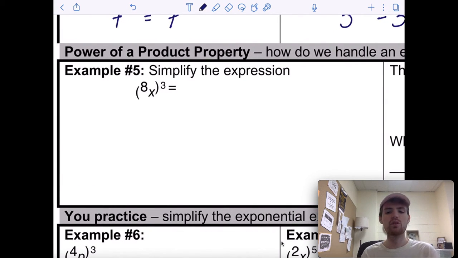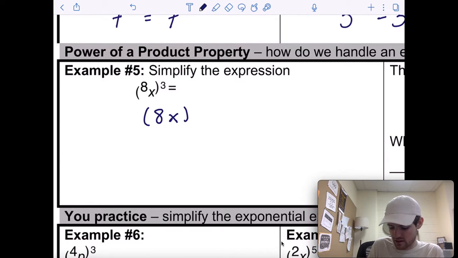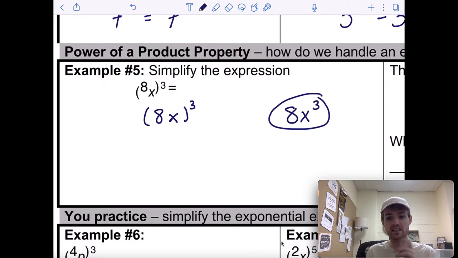Now, we're going to add a couple elements in here. In this example, we see 8 times x all to the 3rd power. A lot of students will show me this. I'm going to show you this ahead of time, and I'm going to tell you it's wrong. A lot of students would want to write 8x to the 3rd power. You're close. However, let's see this.